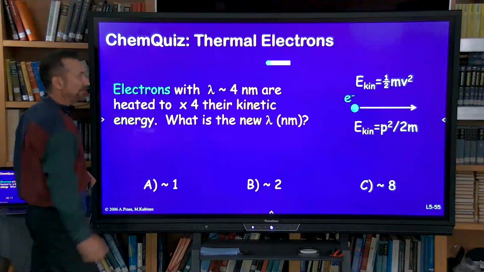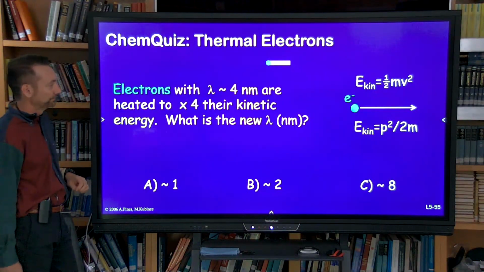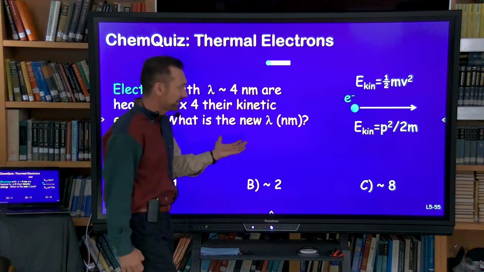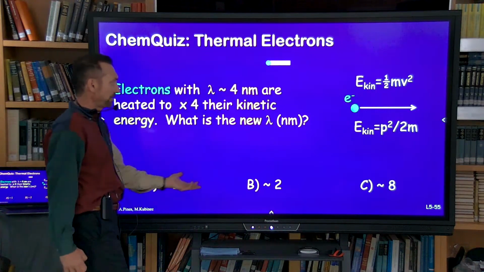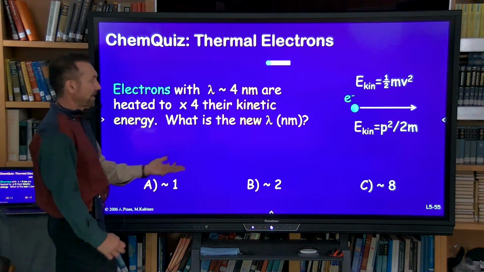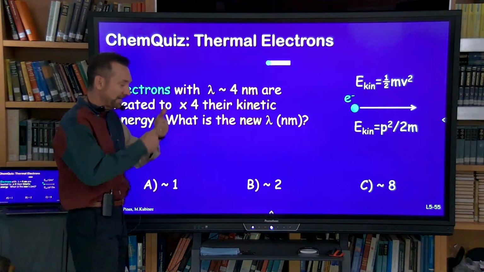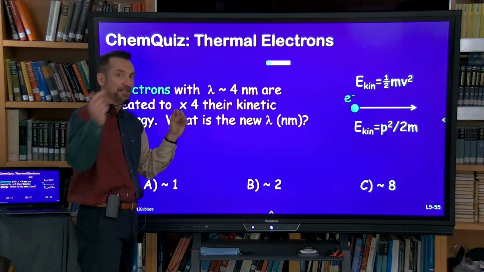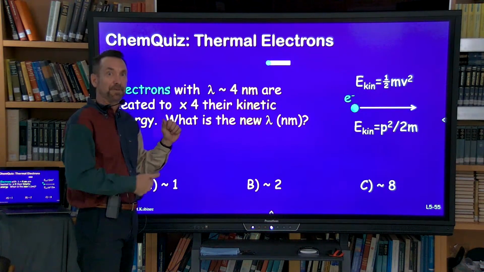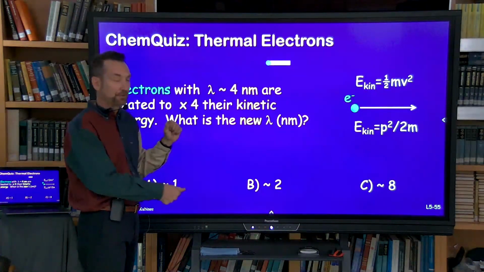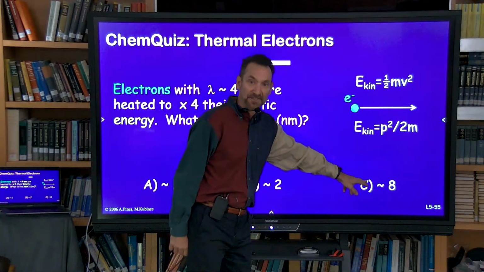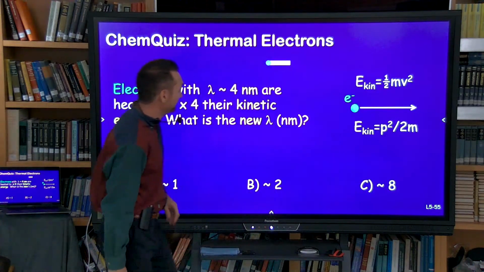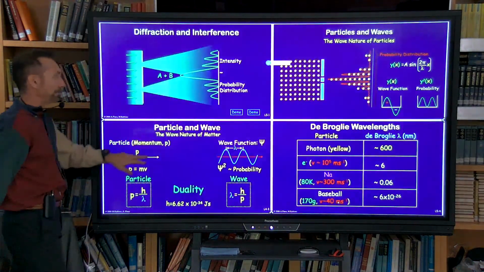What is the new wavelength? So how does their wavelength change? Well, first, we can probably throw out one of them. If we're going to higher kinetic energies, that's higher momenta, and the wavelength is inversely proportional to the momentum. So bigger momentum, it's going to go to shorter wavelength. So the longer wavelength one is out. What is the actual number?